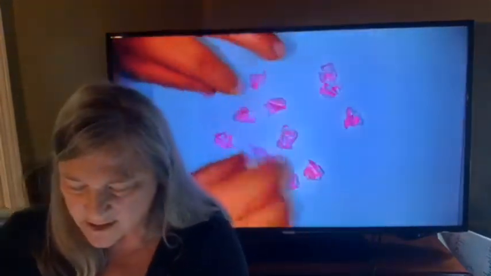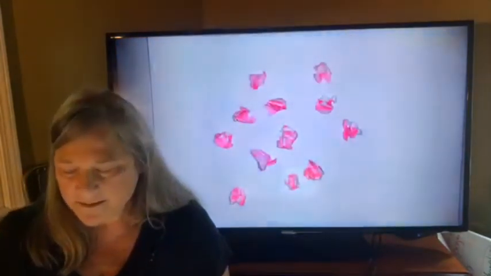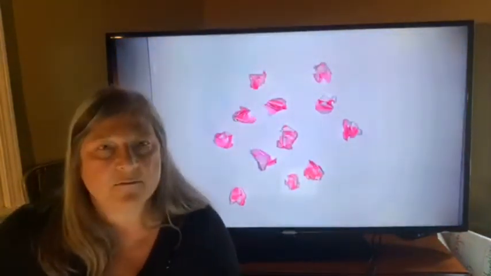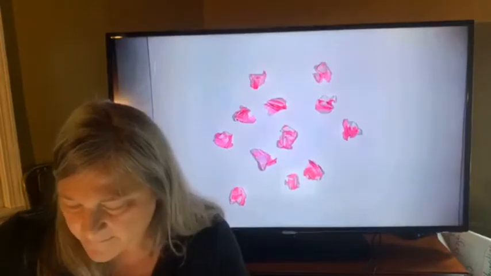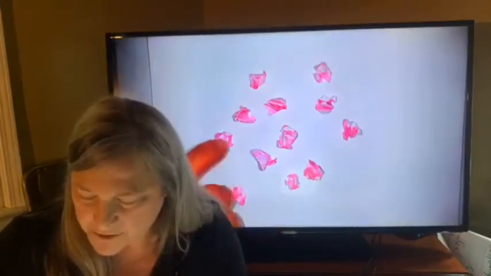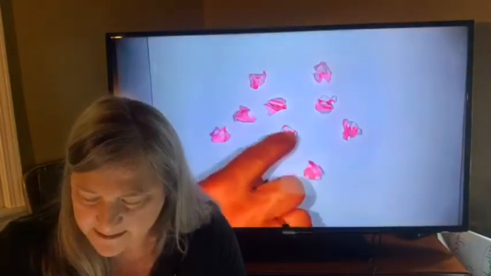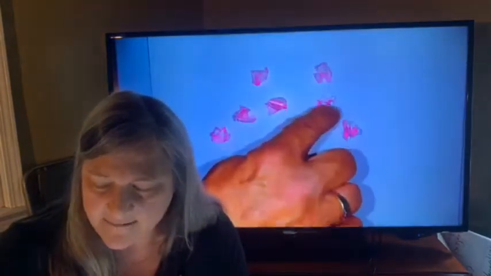But one thing to do is just to find some counters, and again, I'm using just counters that I have. I don't even know how many counters there are here, but I'm going to try to figure it out. If I'm working with a kindergartner, I would first ask, how many red counters do you have? See how they count them. 1, 2, 3, 4, 5, 6, 7, 8, 9, 10, 11, 12.